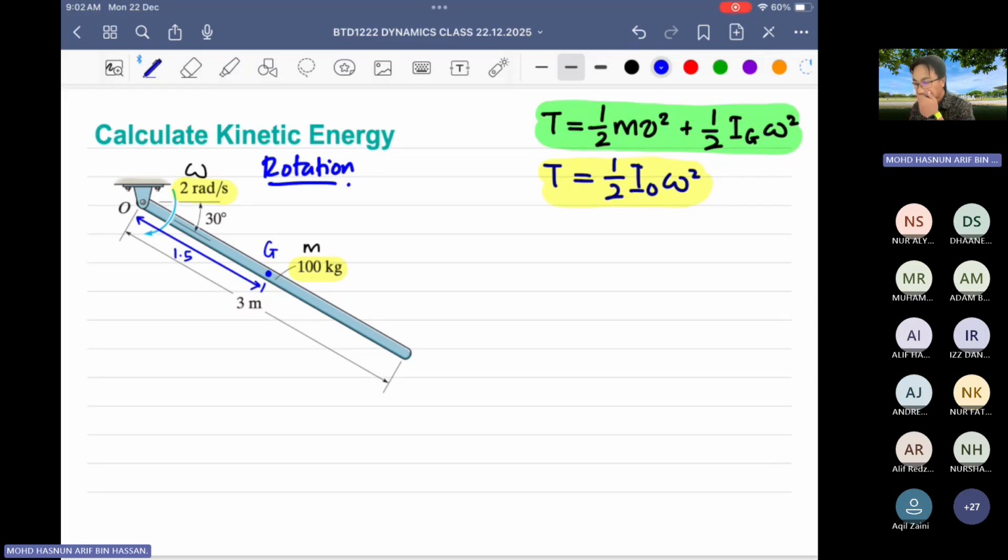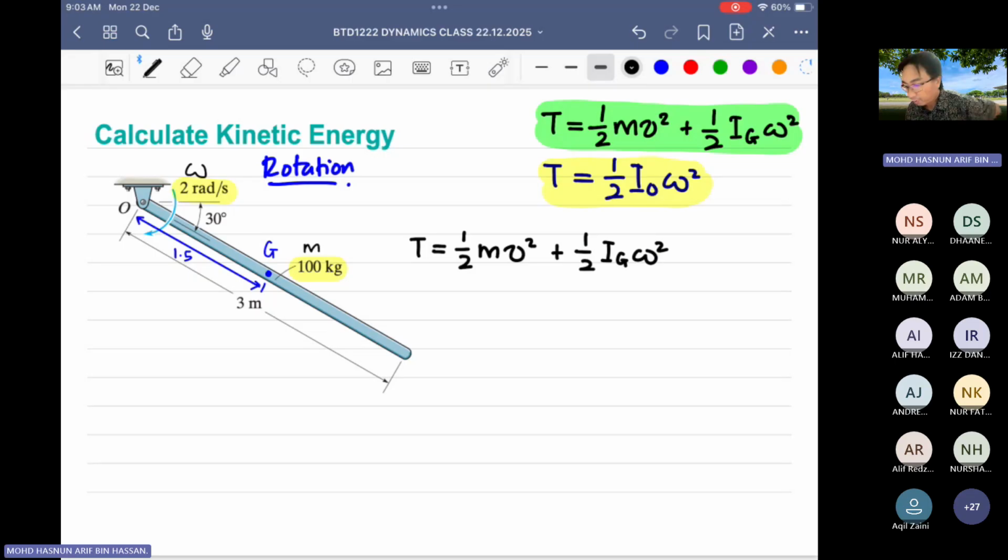Now, which equation do we want to use? Let's start with the first equation. Let's say we want to use T is equal to 1 over 2 m v square plus 1 over 2 Ig omega square.